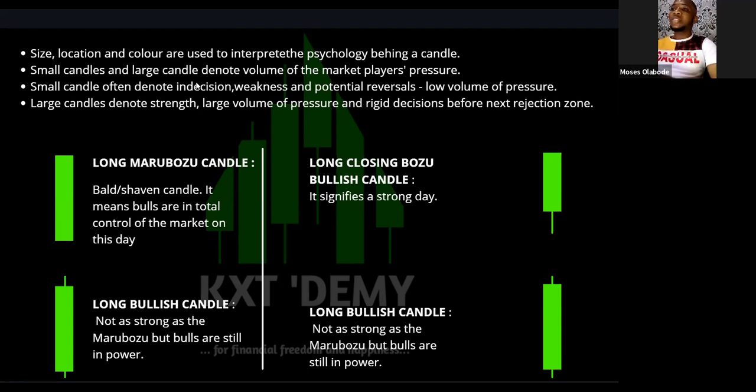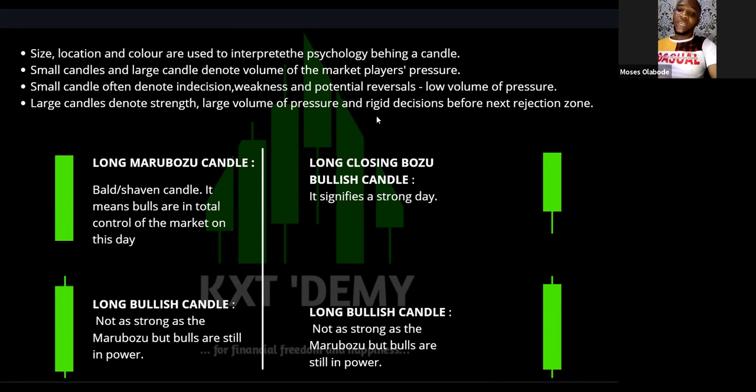Now, the size itself, small candles, large candles denotes volume. This actually implies that without using indicators, tiny candles imply that the pressure of that particular trend is reducing, okay?